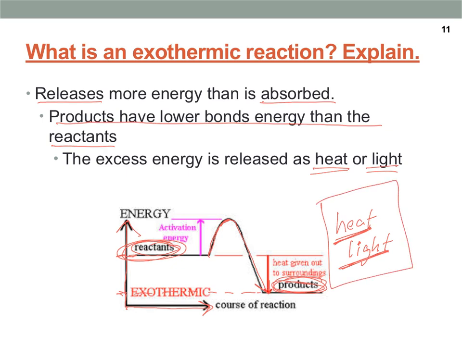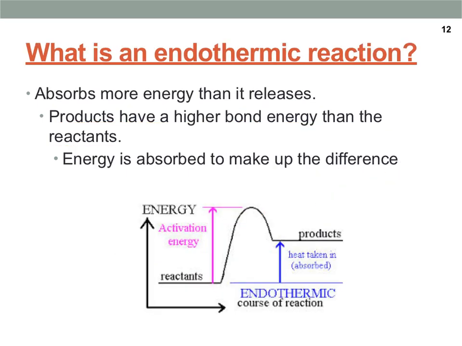So an endothermic reaction would be the opposite of an exothermic, where the products are absorbing more energy than the reactants have. Products have a higher bond energy than the reactants. So this excess energy is absorbed by the products to make up the difference. Energy has to be accounted for.